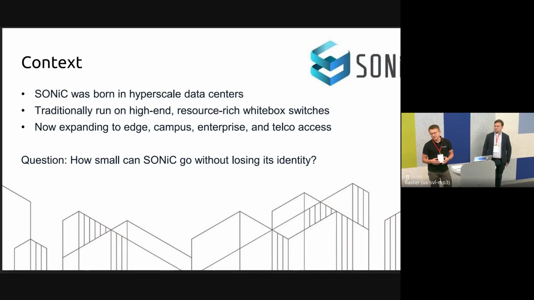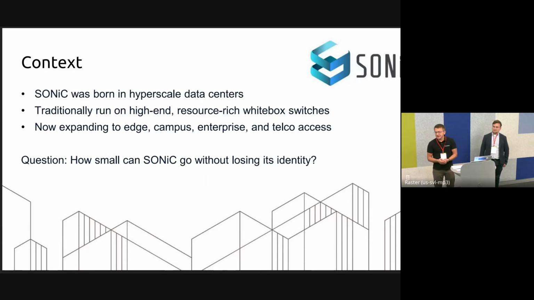But when SONiC lands in the access realm, somewhere in the building, maybe powering those Wi-Fi access points or cameras, the story changes. Now you are looking at something like dual-core ARM, 4 gig of RAM, and a couple of gigs of storage. And usually there is zero redundancy at the platform level. At the same time, enterprises still want the benefits of SONiC: an open, consistent, API-driven, and standard model to use a network operating system. So the question becomes, how do we make SONiC fit into this hardware without breaking what makes it SONiC?